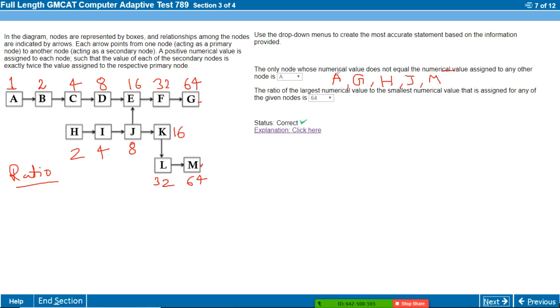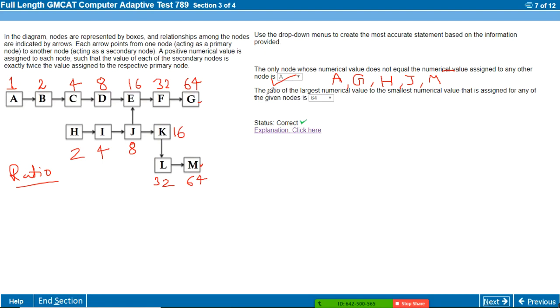So that is the essential idea being discussed over here. For example, A is my correct option for sure, but just to complete the thought, for G, for example, G is repeated at M. H is here, it is 2. It is repeated at B. J is 8 and it is repeated at D. And M is here 64, again repeated at G. So definitely A is my answer for this one.